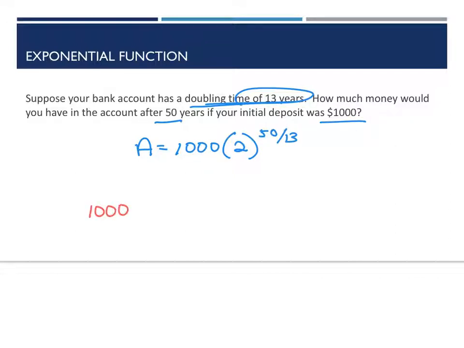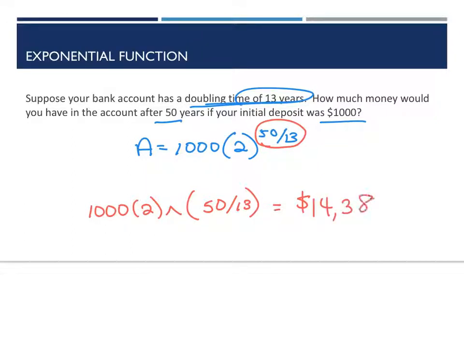On your calculator, we're going to type in the first part exactly like we're used to, and then the caret. If your exponent is a fraction, just enclose the fraction in another set of parentheses. Then you don't have to do any rounding, and you don't have to worry about possibly making a mistake. Just make sure you got the right one on top and the right one on the bottom. This turns out to be $14,381.62 when you round.